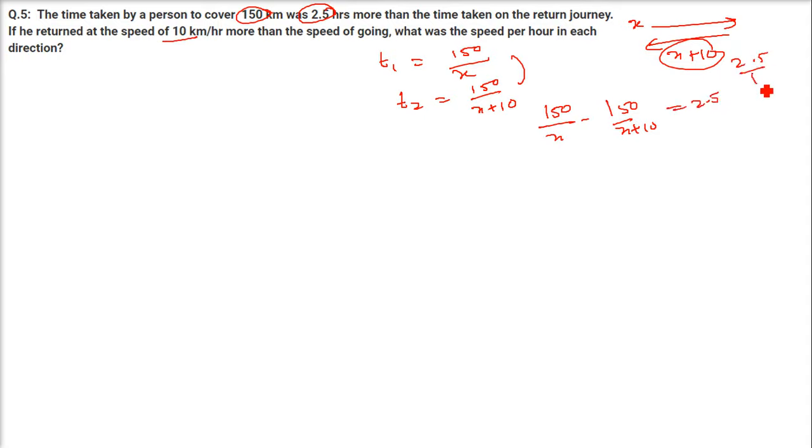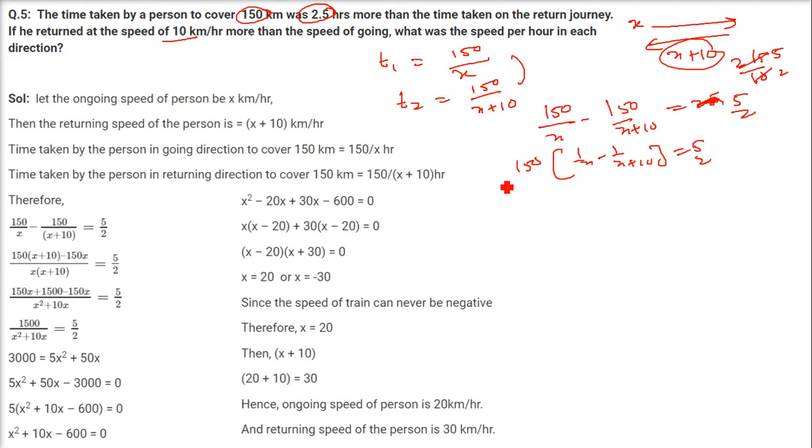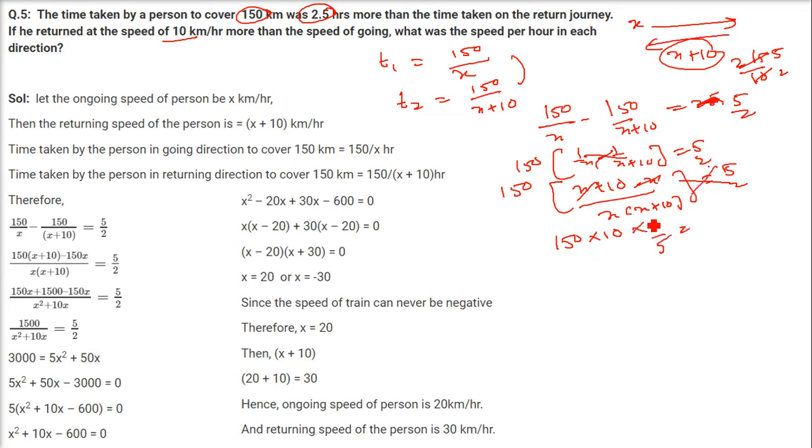So let's write 2.5 as 25 by 10. So 5 fives are 25, 5 twos are 10. You can write it as 5 by 2. Take 150 common. This will be 1 by x minus 1 by x plus 10 equal to 5 by 2. So we get 150 into x plus 10 minus x by x into x plus 10 equal to 5 by 2. This gets cancelled. 150 into 10. Now take 2 in the numerator, 5 in the denominator.